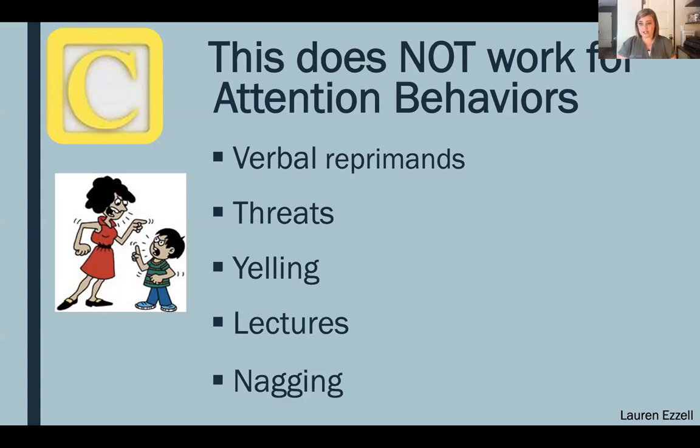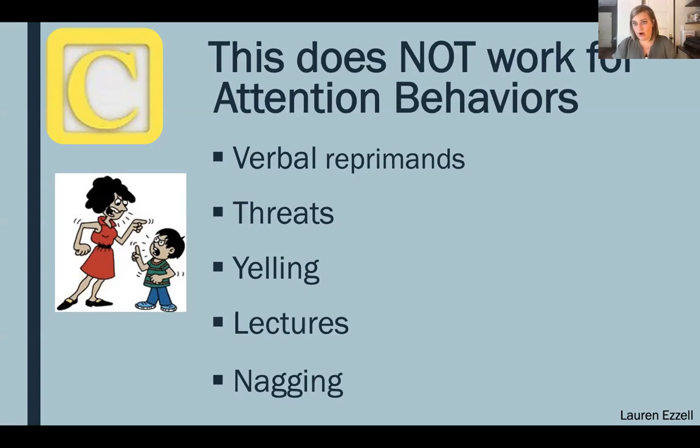If your student wants your attention, they don't care if it's negative. We think, oh, well, I'm going to get mad at them and they're not going to like it. But if your student is seeking your attention, they don't care. Your attention is attention. Whether you're getting after them or you're patting them on the back, attention is attention, okay?